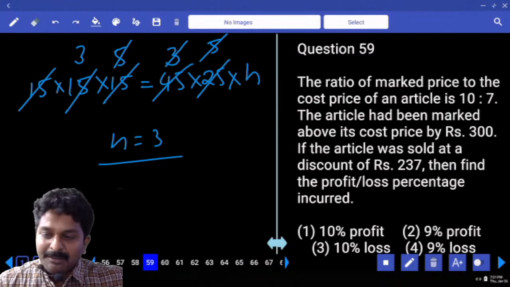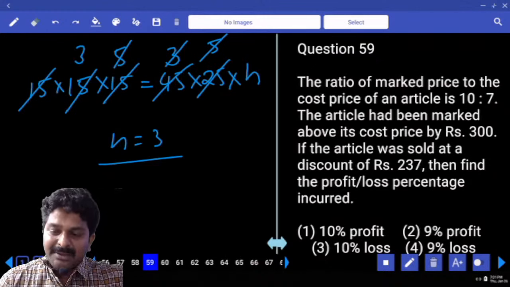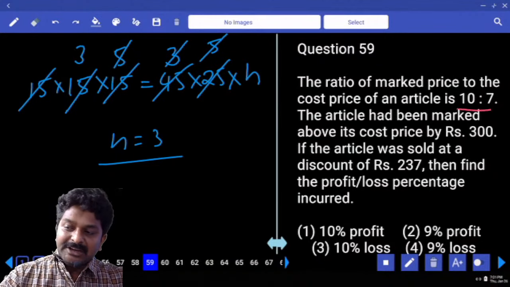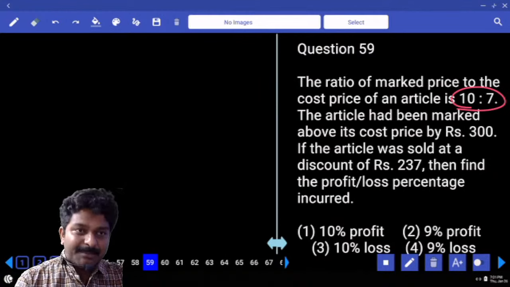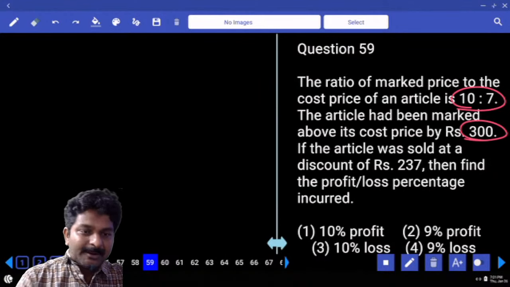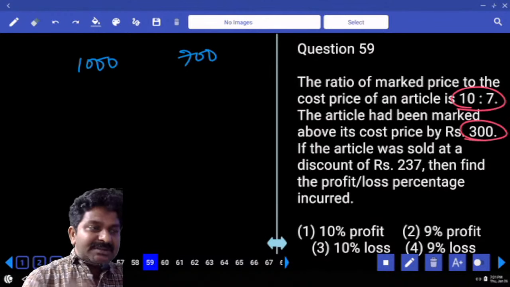The ratio of the market price to the cost price of an article is 10:7. The article had been marked above its cost price by 300. So in terms of number of parts, what is the difference between market price and cost price? 3 parts, which is equal to 300. Then market price becomes 1000, cost price becomes 700.